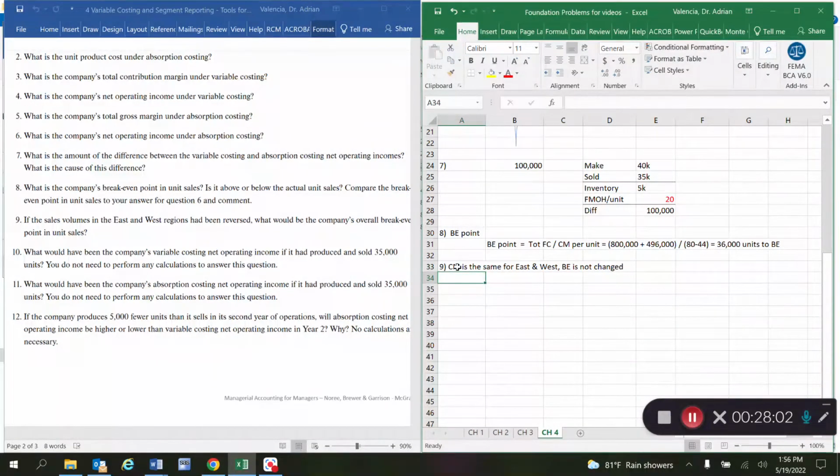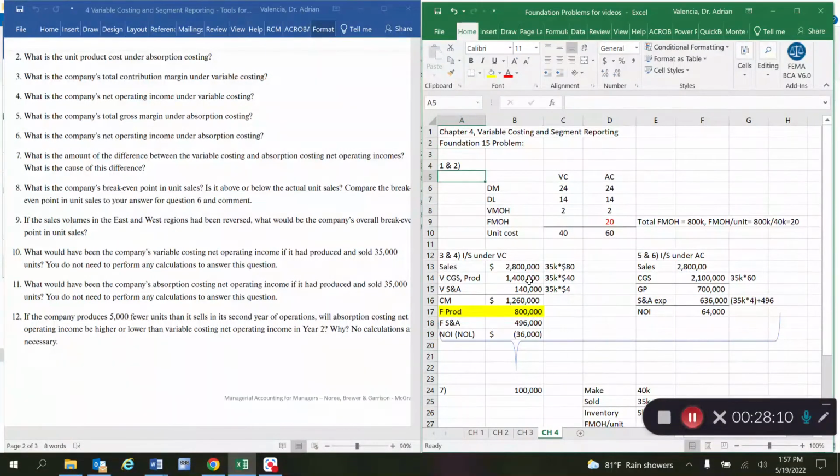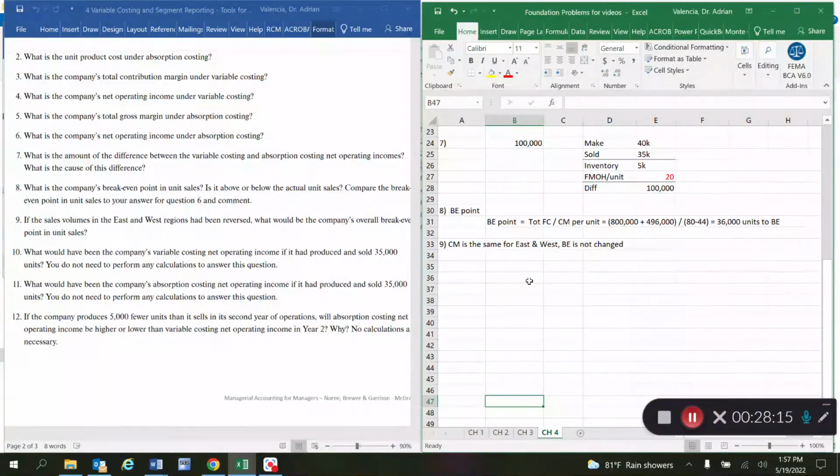In other words, you still need to sell 36,000 units to break even because we sell this item for $80 in the East and we sell it for $80 in the West. If for some reason you had different sales prices in different regions, then at that point you would have to redo the math and see how that would affect your break-even point. But here it's the same because the contribution margin per unit is the same whether you're in the East or in the West. So you still need 36,000 units sold to break even.